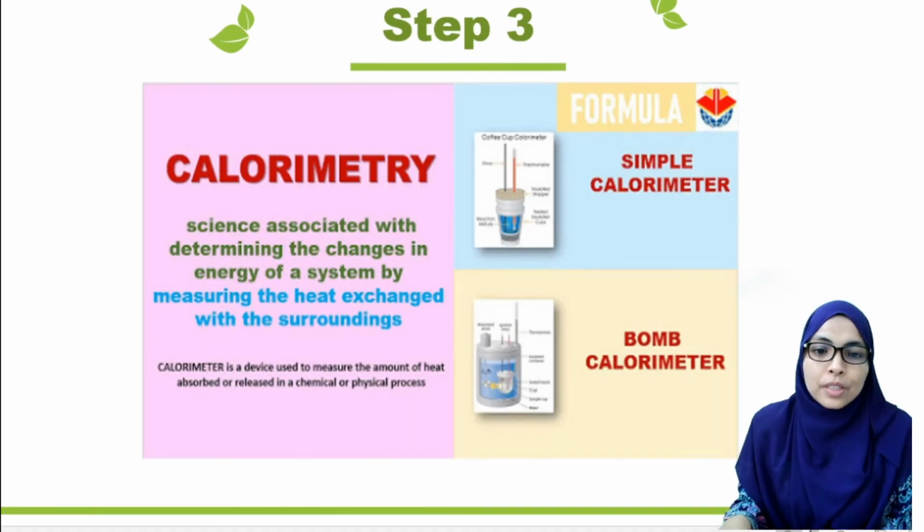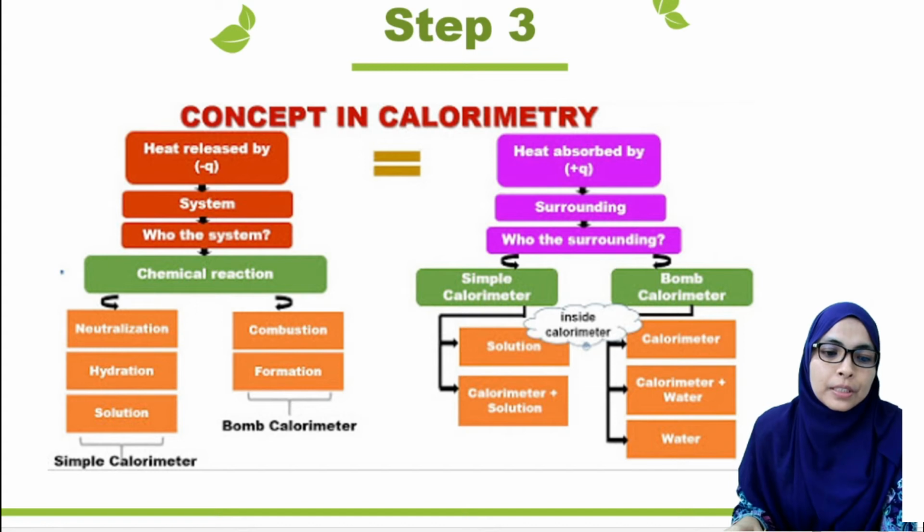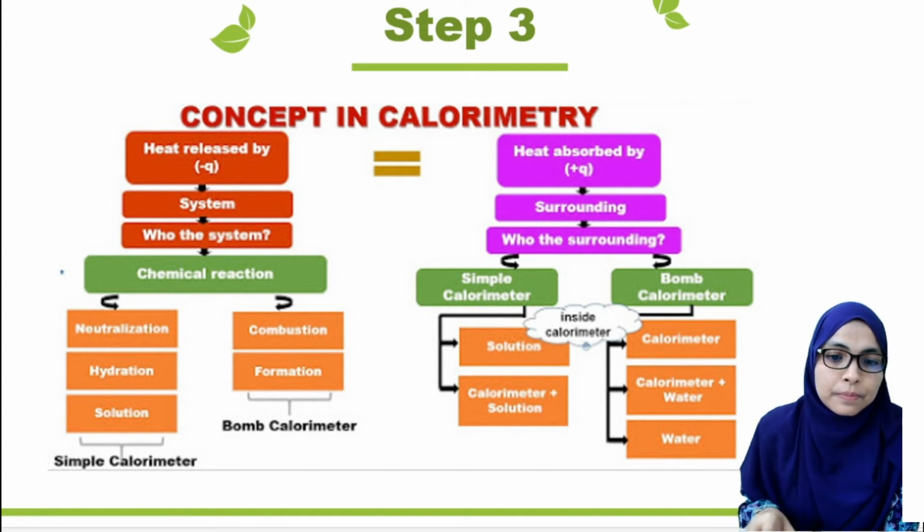In step 3, students will identify the correct formula to use in the questions of calorimeter. In step 3, concept in the calorimetry, which is heat released by the system is always equals to heat absorbed by the surrounding. System is always referring to the chemical reaction and the surrounding is referring to inside the simple calorimeter or inside the bomb calorimeter.